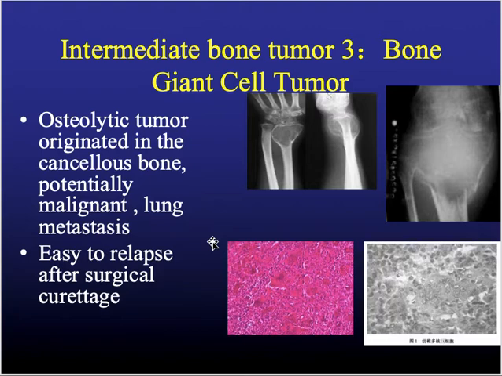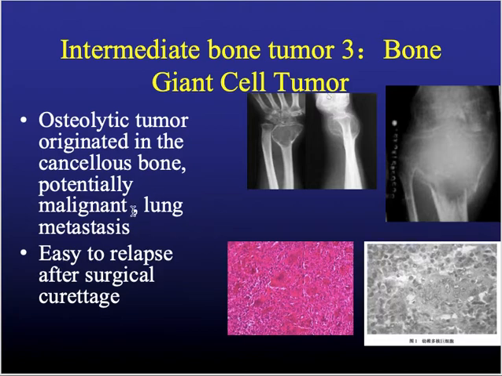A giant cell tumor makes up around 20% of all the benign tumors. It is a very aggressive type of benign tumor, you can say. And one of the things is that you can say this is a benign cancer. One of the books says you can take it as a benign cancer.